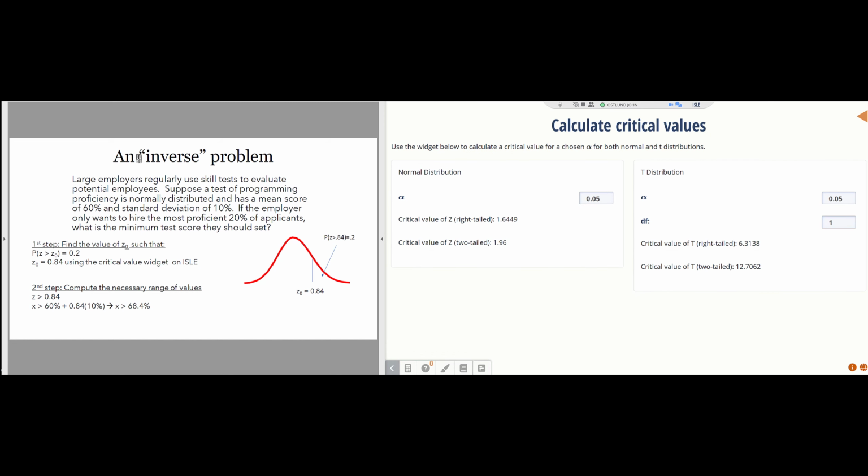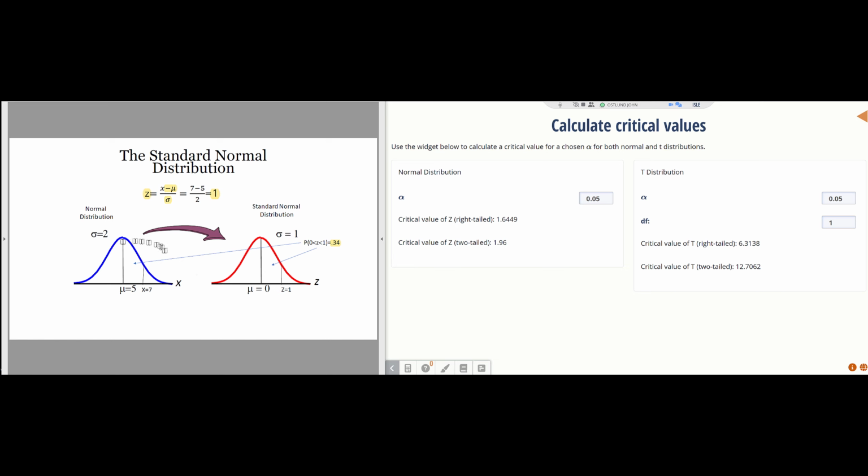Okay, now this next problem is an inverse problem. In the previous problem, let's just go back for a second, we started with some normal distribution that we computed from some data, let's say, that has a mean of 5, standard deviation of 2, and we were interested in knowing what is the probability of drawing a value between the mean and 7. We converted that to a standardized form.